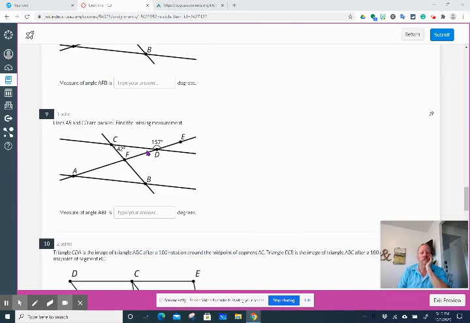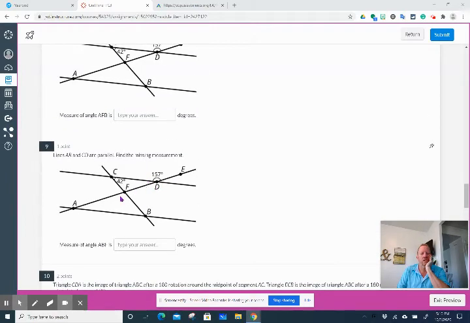Now I know everything that I need. I've got 23 here, 115 here. I just now need to go from here to here. Well, guess what? Alternate interior inside the parallel lines means interior. Alternate means it's on the opposite side of the line. So this angle is exactly the same as that angle.